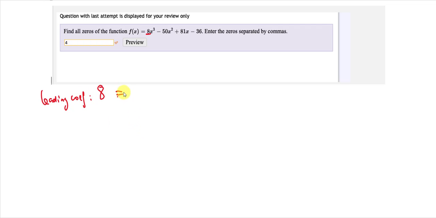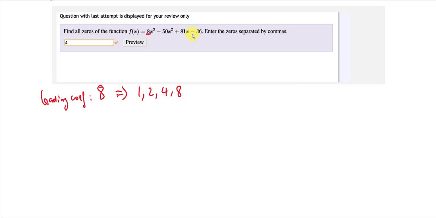So now I need to find all the factors of that. All the factors of number 8. The factors of 8 could be 1, could be 2, could be 4, could be 8. Because 8 can be divided by 1, by 2, by 4, and by 8. So 1, 2, 4, 8 are all the factors of number 8.